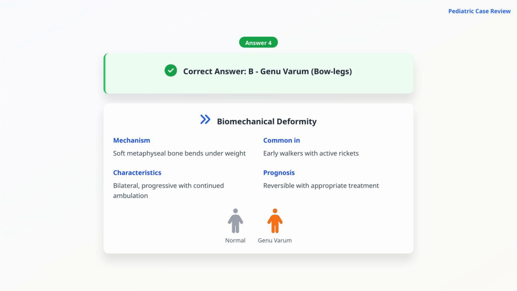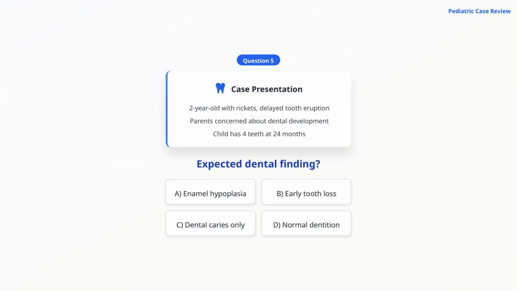In rickets, softened metaphyseal bone bends outward under the child's weight during ambulation. This deformity is most common in early walkers with active rickets. The bowing is typically bilateral and progressive with continued weight bearing, but can reverse with appropriate vitamin D treatment and bone remineralization.